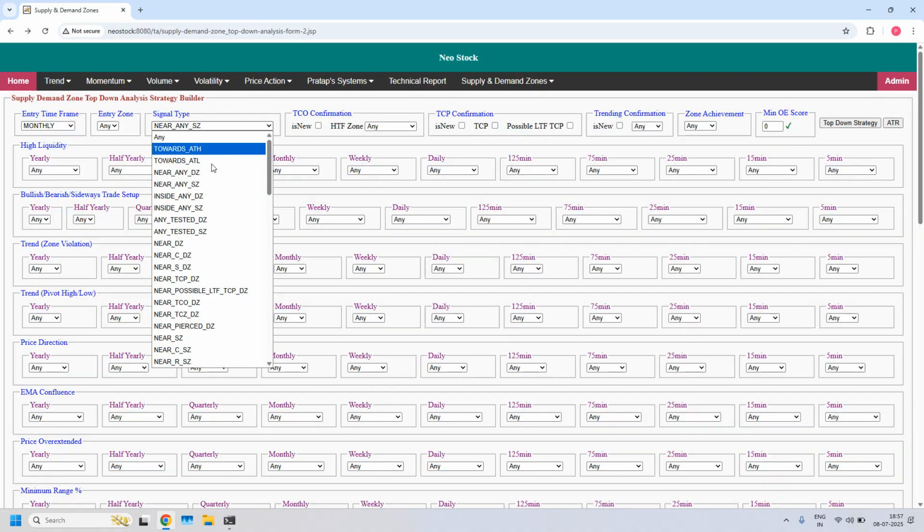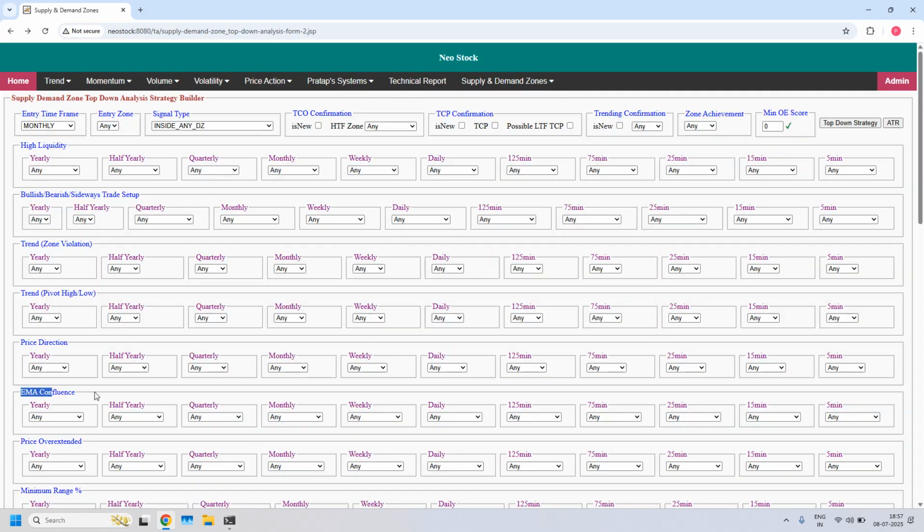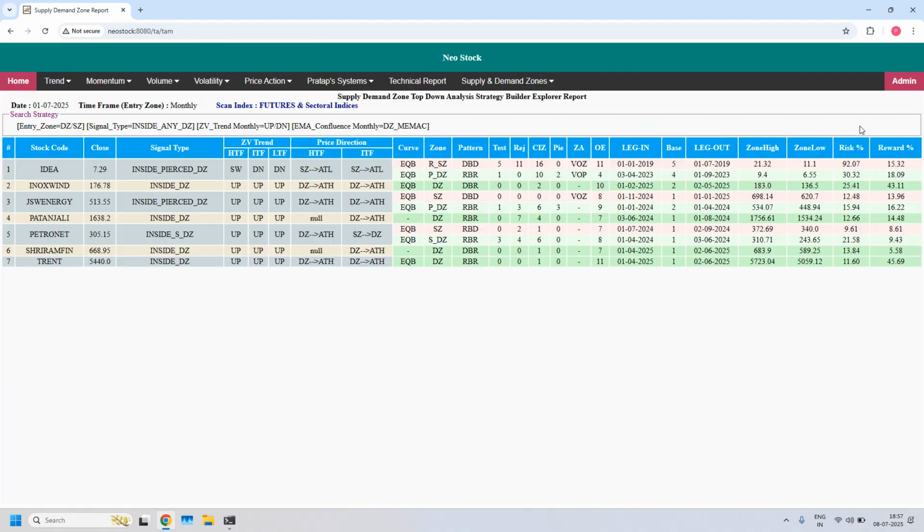Next, price closed inside the monthly demand zone. We got 17 stocks. We can further filter with EMA Confluence on monthly time frame, monthly demand zone with monthly EMA. At the same time, trend on the monthly should not be sideways. It can be up or down. We got 7 stocks.